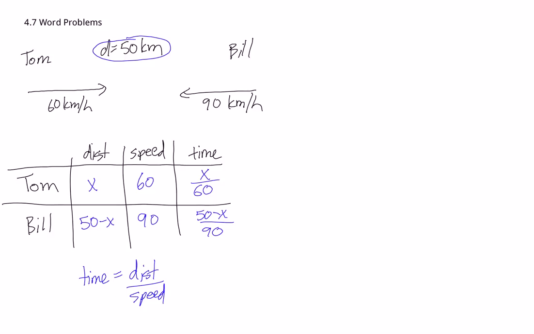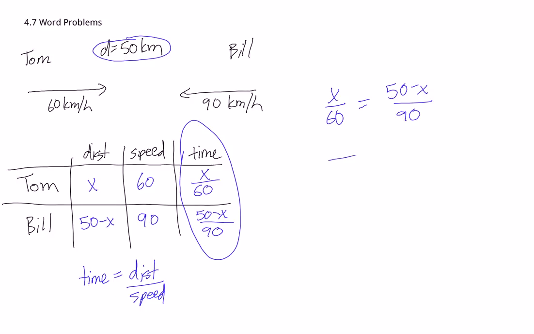Okay, so once you have your chart filled out, the next thing is to make your equation. So like I said, you always want to use the time column because time is going to be the same for both, right? Each guy's driving a different distance, each driving different speed, but they're going to get there in the same amount of time because they're meeting in the middle. So in this case, you'd write your equation as the time for Tom, x over 60, and that has to be the same as the time for Bill, 50 minus x over 90. So we just write those two expressions equal to each other. Now we have our rational equation, and we're ready to solve it just like we did before.